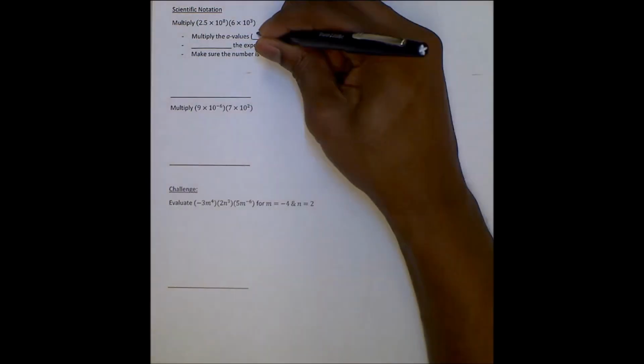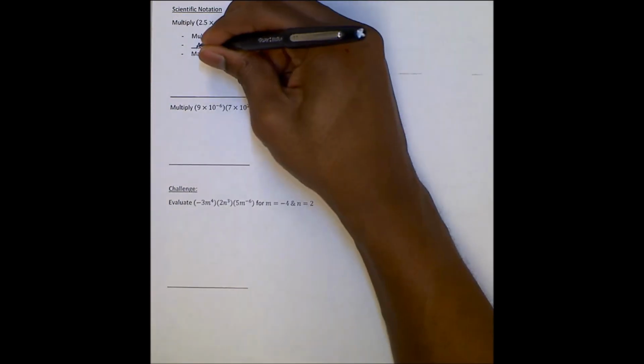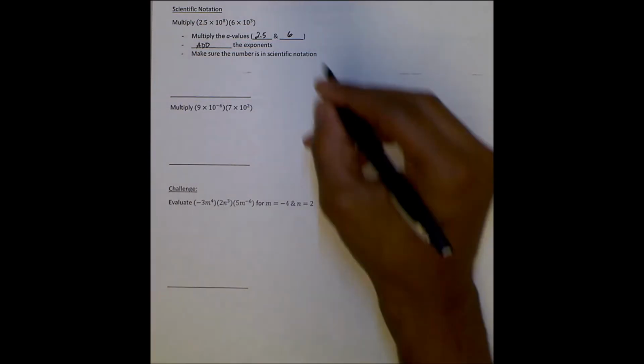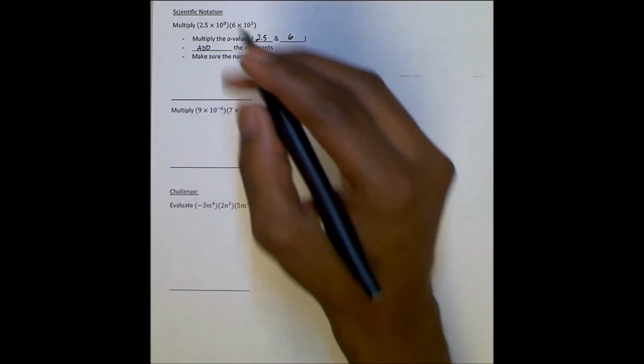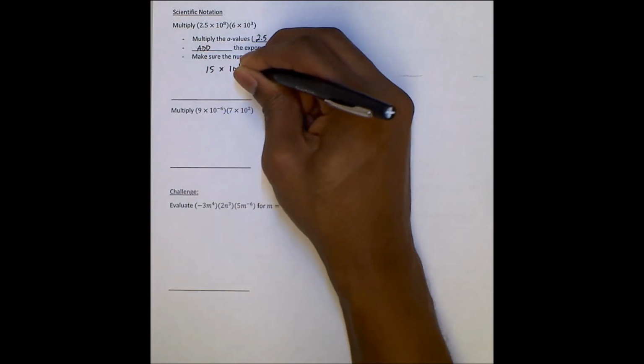So we're going to multiply the a values together. That's 2.5 and 6. And then we're going to add the exponents. Okay, remember, because when we're multiplying, we're adding the exponents. And then we're going to make sure the number is in scientific notation. So when we multiply these numbers together, we actually get 6 times 2.5, which is 15, times 10 to the 11th, because 8 plus 3.